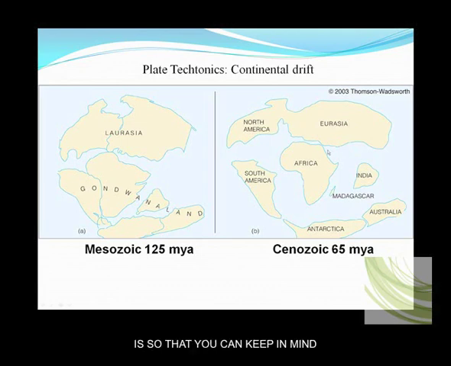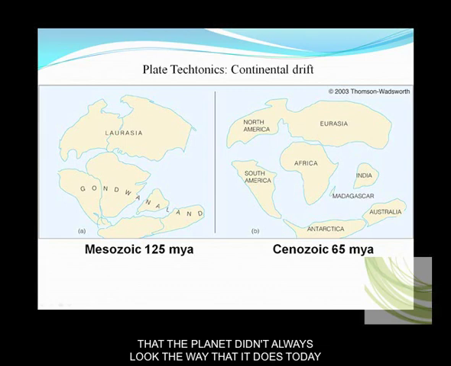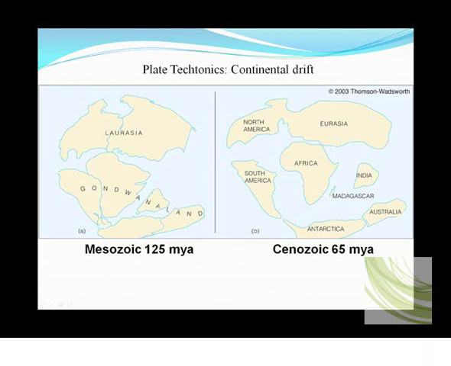So the reason that I'm showing you this is so that you can keep in mind that the planet didn't always look the way that it does today. And the continents are always shifting and moving. So in terms of one animal getting to another continent, the distances between the continents were not the same then as they are now. Just keep that in mind as we start talking about where the different animals are coming from.